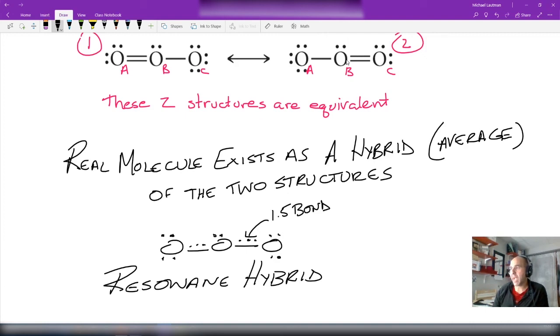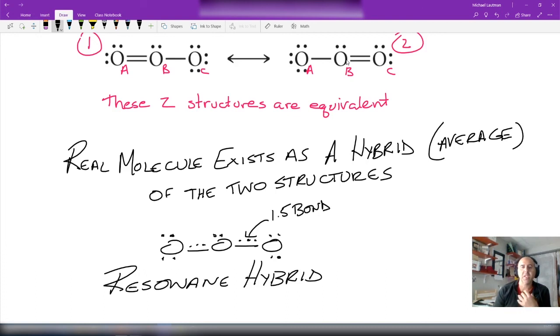The molecule actually exists in this form, right? As what we would decide is a 1.5 bond. There's no rule that says bonds have to be whole number units of electron sharing. That's an arbitrary decision that we've made to try and simplify things. It's often the case, but it's not always the case.